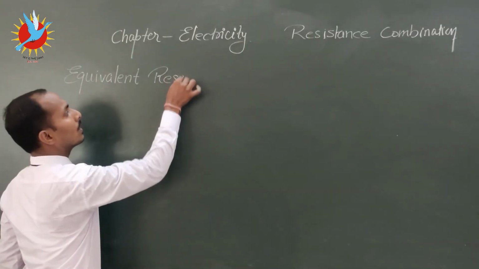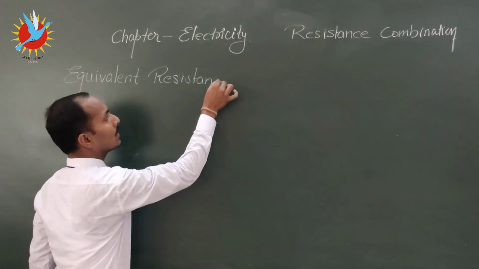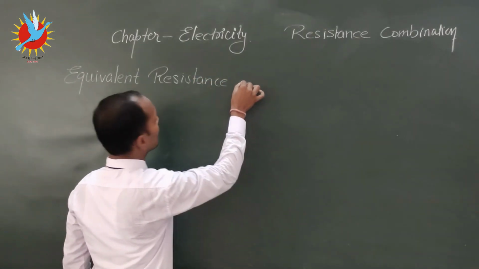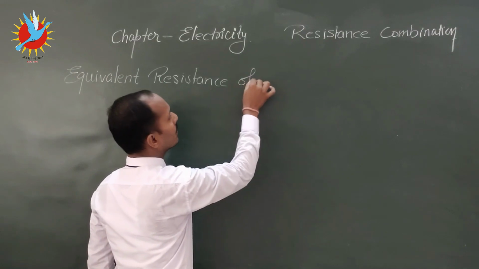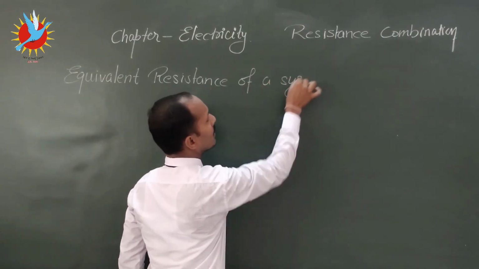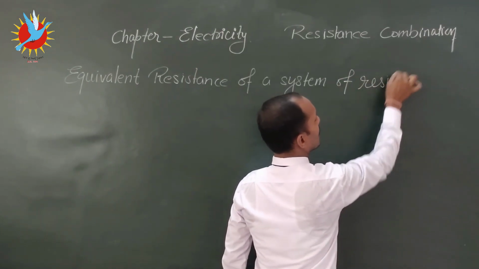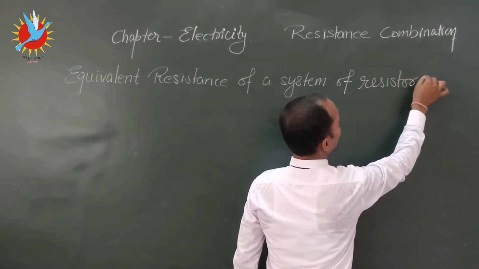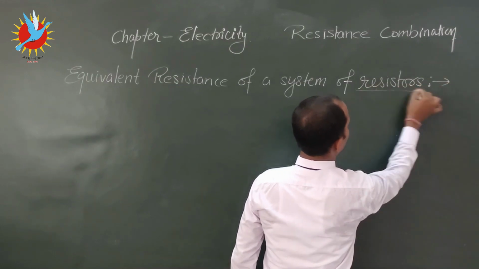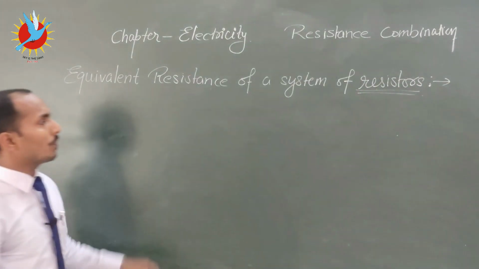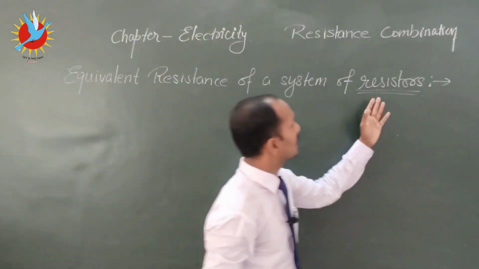So first of all, our topic is the equivalent resistance of a system of resistors. First we have to understand some technical terms, the first being resistor.